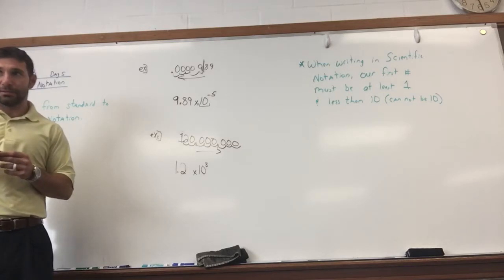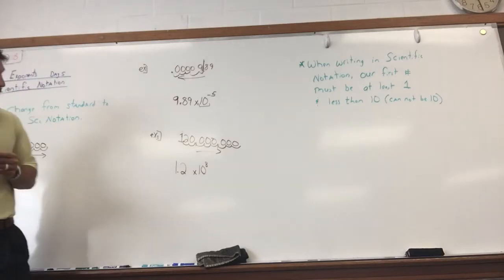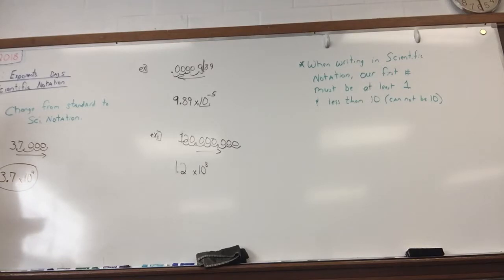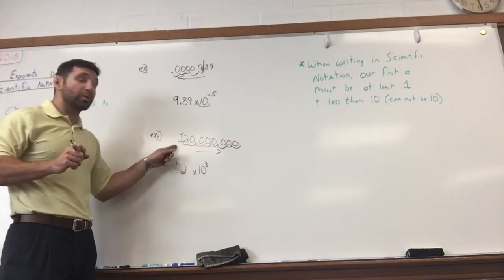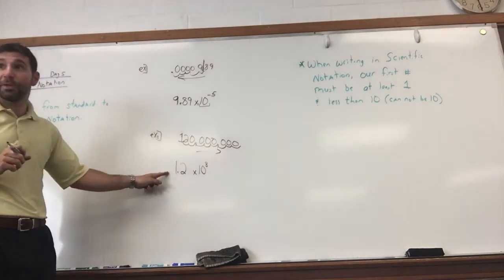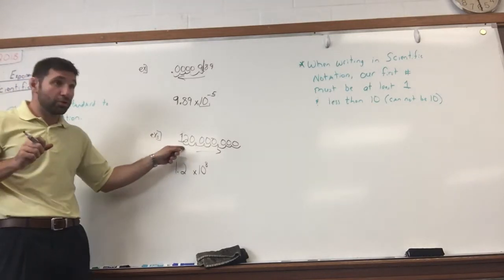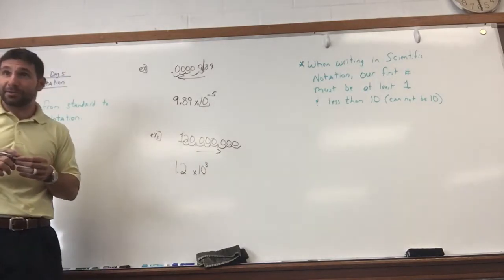Andy. So you moved 8 bunny hops to the right, positive 8, then you got 1 and 2 tenths times 10 to the 8th. This was 120 million. So 120 million can be written in scientific notation as 1 and 2 tenths times 10 to the 8th because you knew that we bunny hopped to the right 8 times.